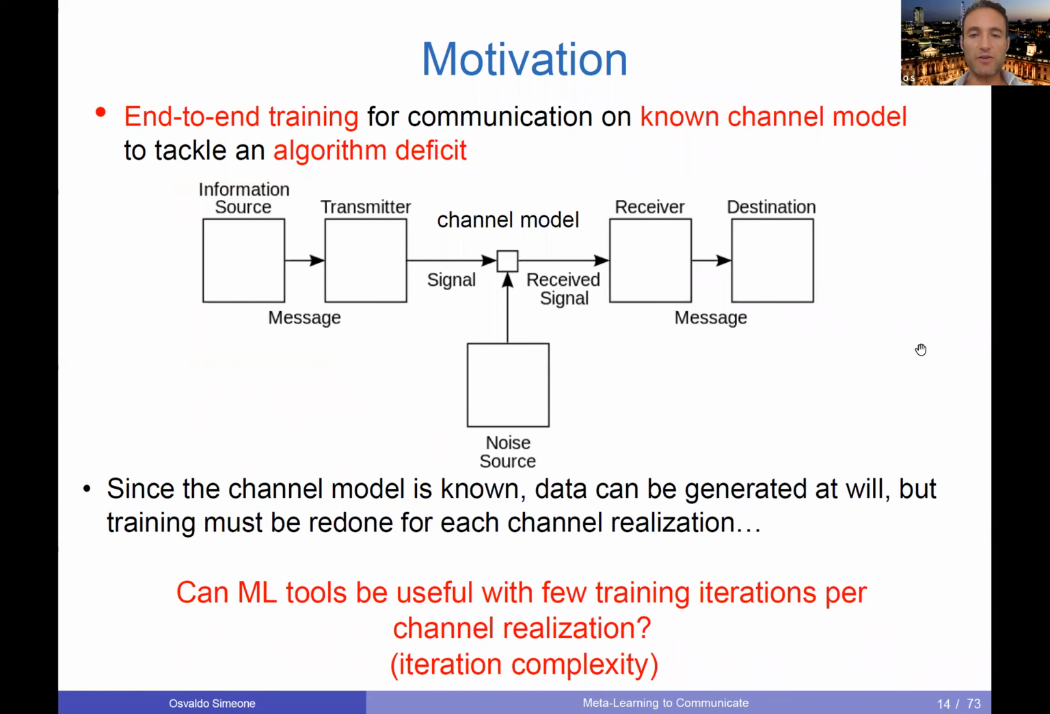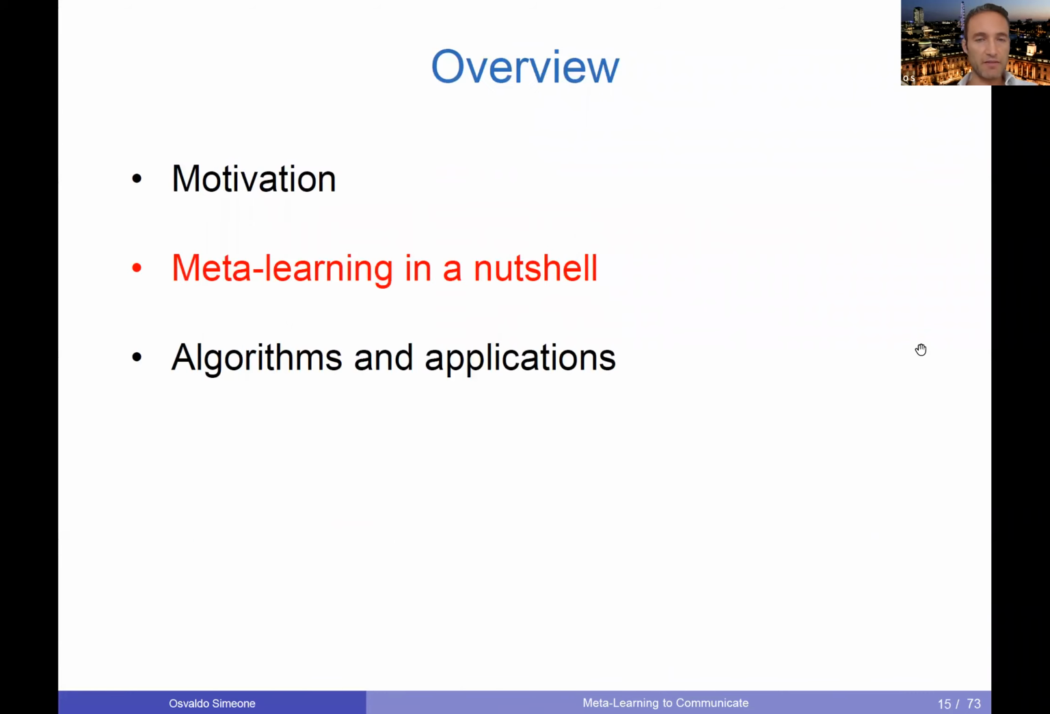So I'd like to argue in the rest of the talk that meta-learning gives a way to answer positively, of course with some limitations, to both of these questions. So we can use machine learning even when we have issues of sample complexity, of iteration complexity, but we should do it, again, by leveraging the meta-learning framework instead.